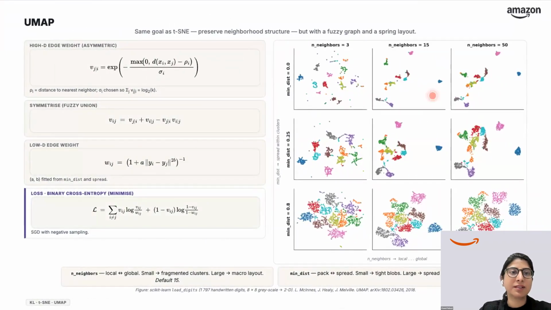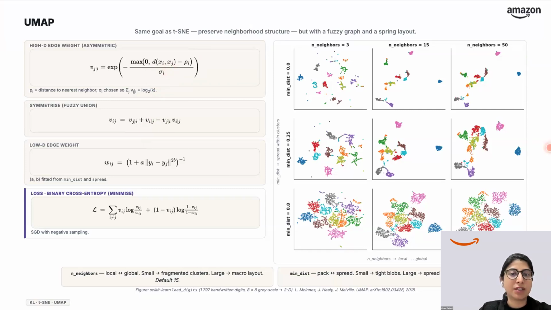So now there's another technique which is UMAP. This has the same goal as t-SNE. It preserves the neighborhood structure, but using a graph, right? So for every point, it finds the nearest neighbors and draws a fuzzy edge to each of them, right? A close neighbor gets a thick edge, and a far one gets a thin edge.